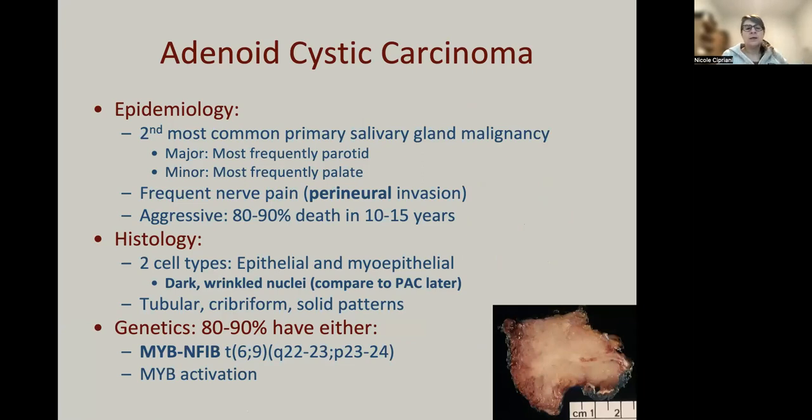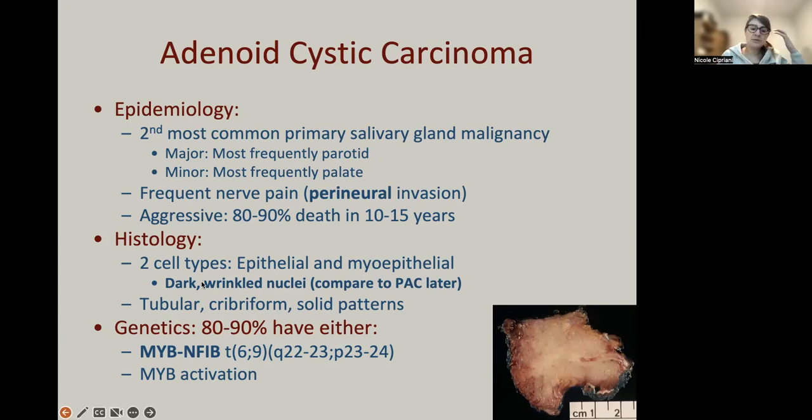All right. Second most common malignancy, adenoid cystic. This is the one, as you know, that very frequently has perineural invasion, and so these patients can experience significant nerve pain. These patients have aggressive courses with local recurrence, with metastasis to lymph nodes, to lung, et cetera.